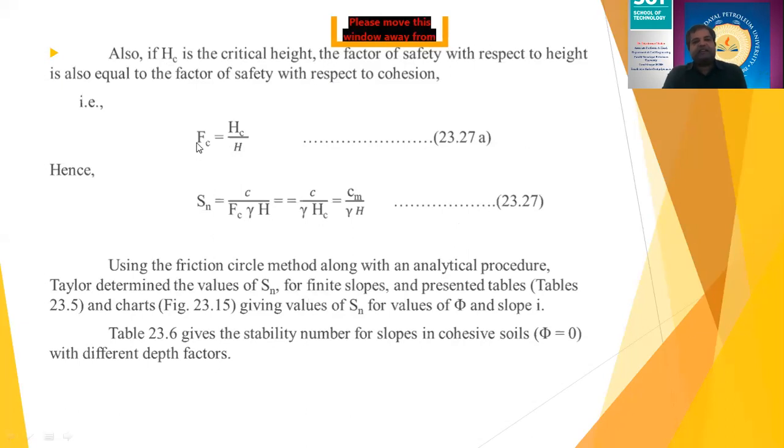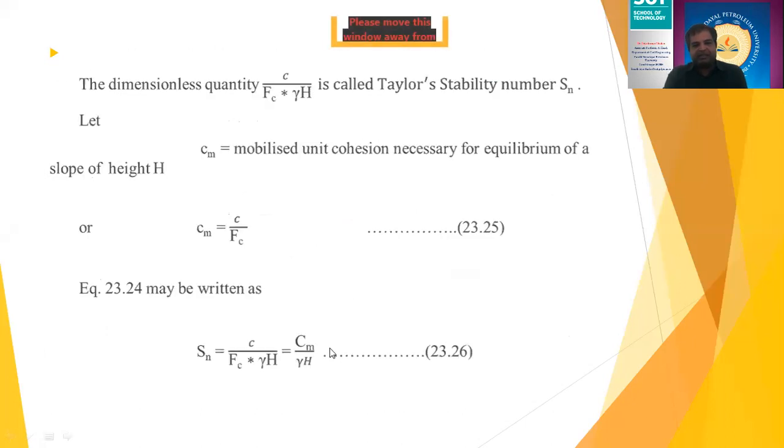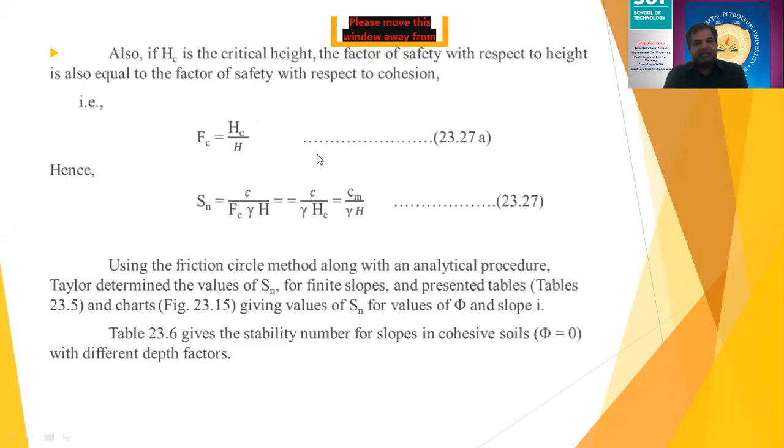So if I take the factor of safety due to the cohesion in terms of the critical height, then this value will come Hc upon H. So the stability number, the original equation, which is C upon Fc into gamma H, will be turned down to C upon gamma into Hc, because I need to put this value into this. This H will go here and this value will convert to this. Again, I can convert this particular value by C upon gamma H by means of the previous equation, which is this. So these equations you are actually very well aware of.